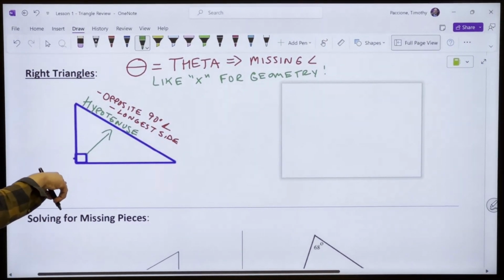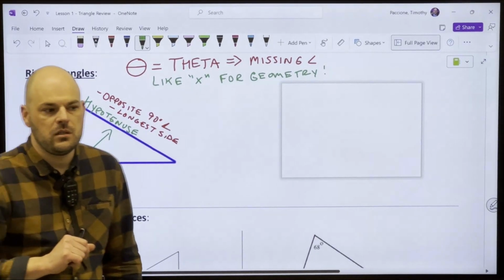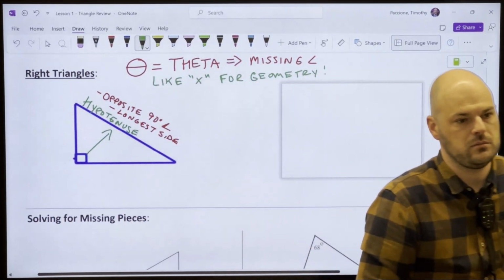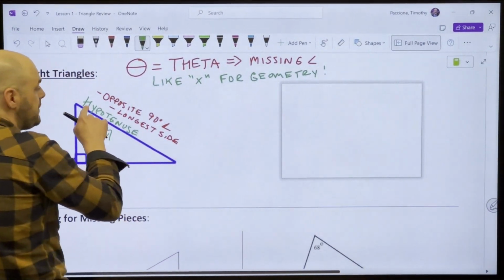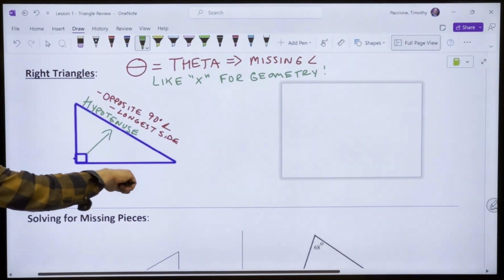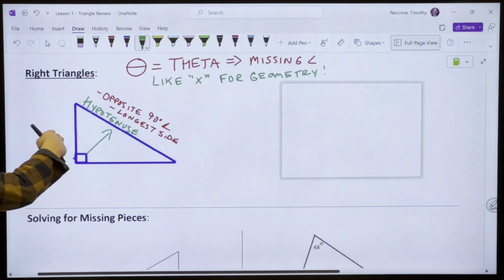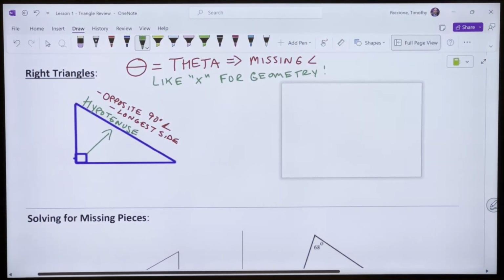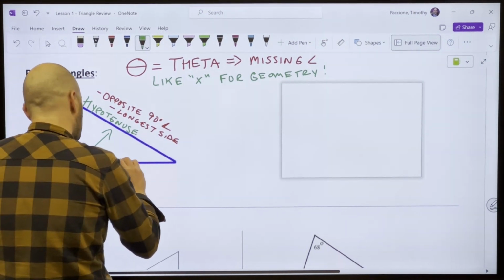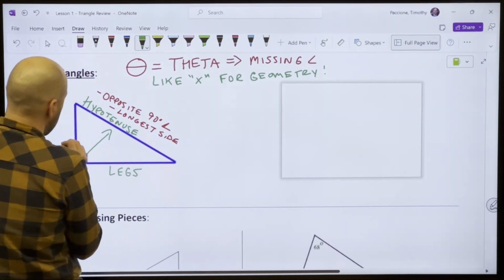Okay, now, what do we call these other pieces? This one and this one. There's opposite and adjacent. Not yet. Can't talk about that unless I have a theta. Oh, dang it. Well, we're going there. If this is the hypotenuse, these are the legs. These are the legs, right?